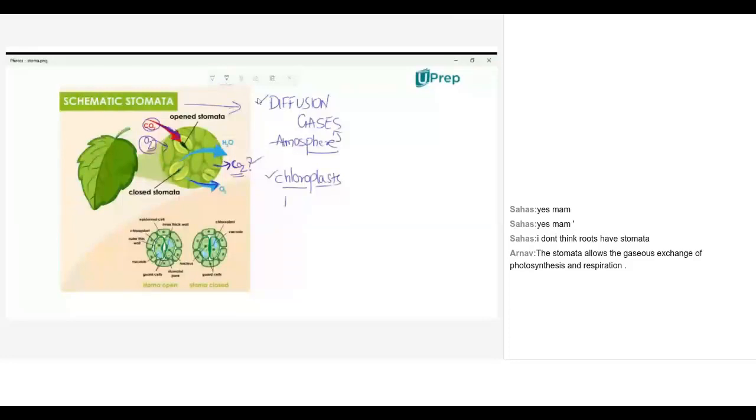Yes, somebody just define photosynthesis. What is photosynthesis? Ma'am, photosynthesis is the process in which plant takes up sunlight, water, and oxygen to make food. Okay, the basic definition. Other than that, some other point other student want to add? Yes or no? That's the basic definition of photosynthesis.